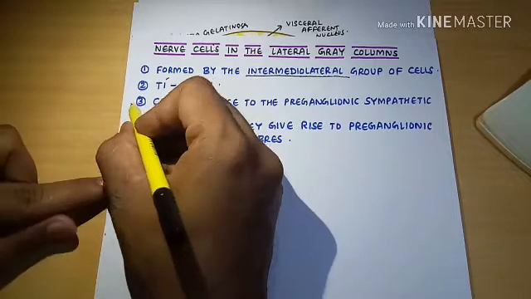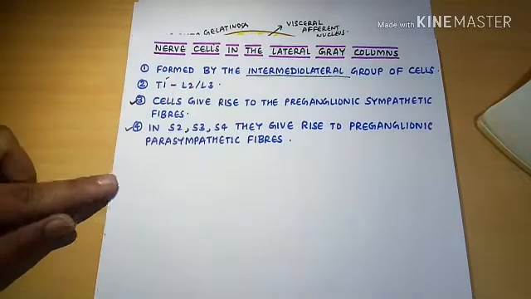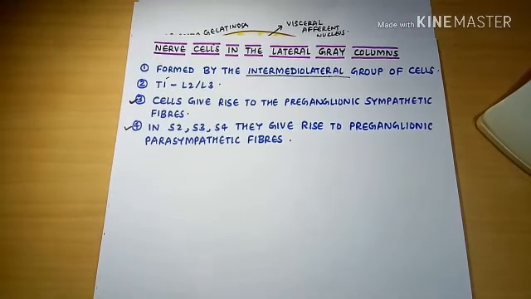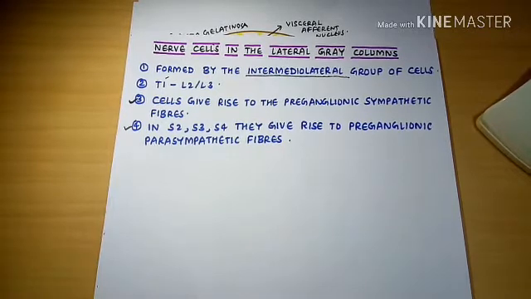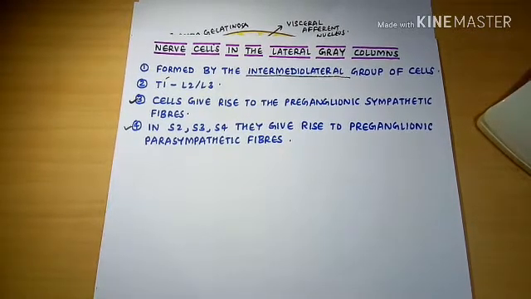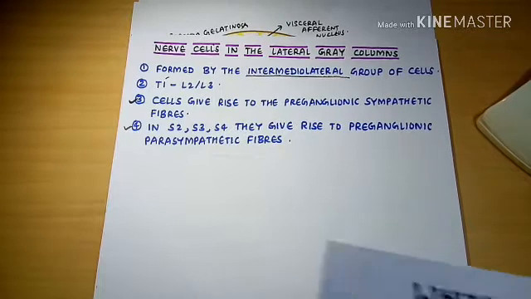So we have to remember that the cells which give rise to the preganglionic sympathetic fibers, and in the sacral region, second, third and fourth, they will give rise to the preganglionic parasympathetic fibers. So this is the lateral gray column, or the nerve cells present in the lateral gray column. Now we'll start the white matter.